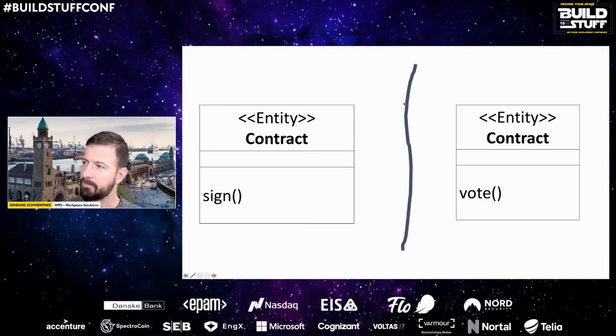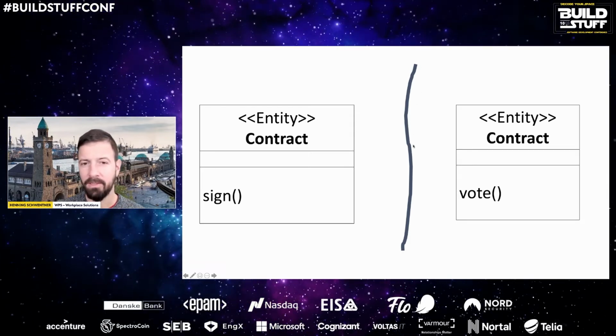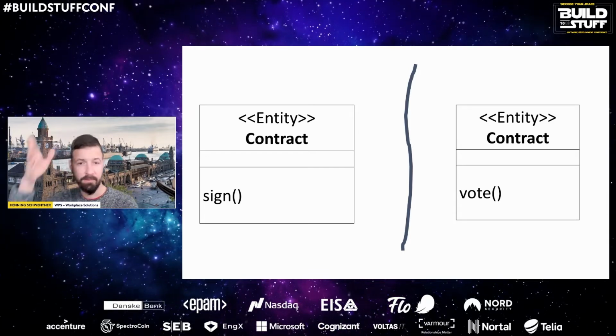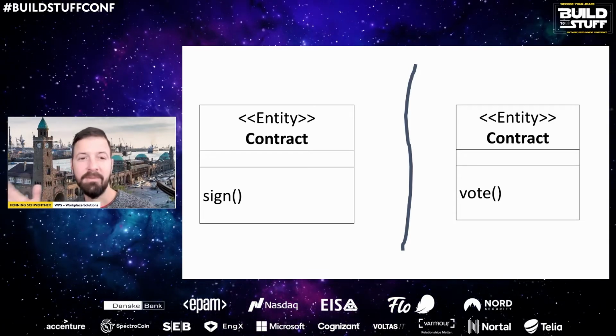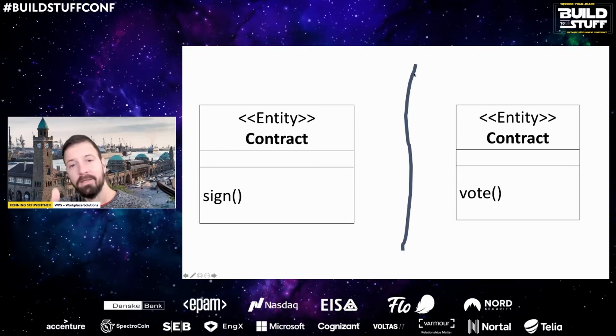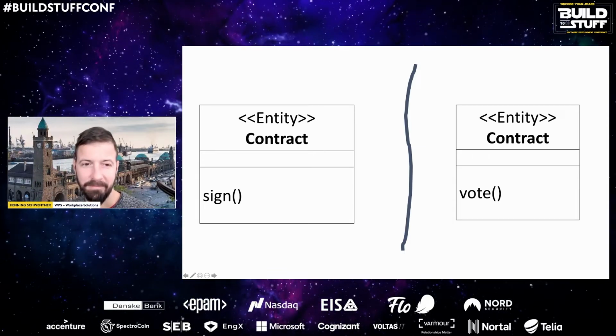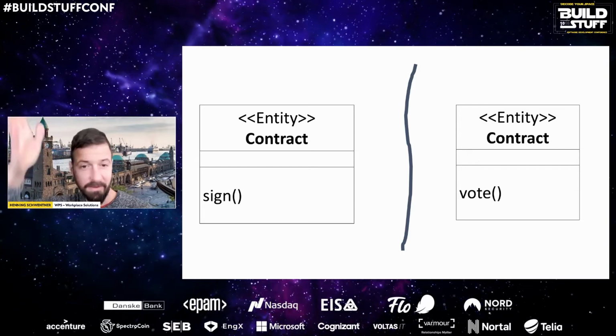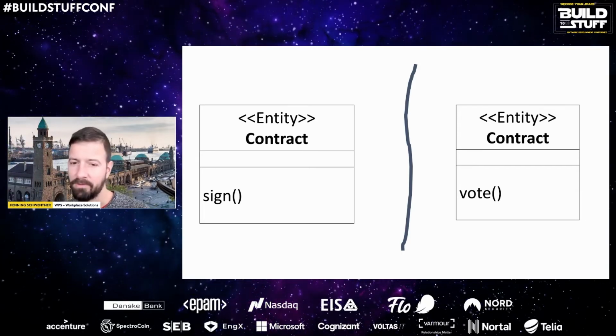In German, interface is called Schnittstelle, which means basically the place where you cut. And that's a good name when you think about this, because that's what we're doing. We're cutting our domain into pieces. And these interfaces, those are the places where we're doing the cut.